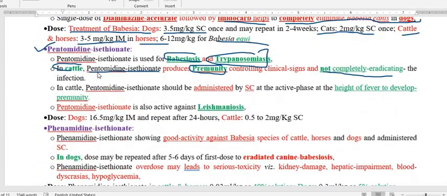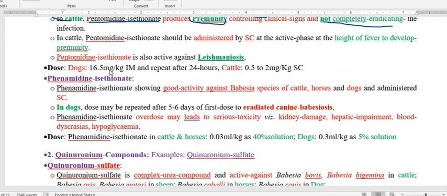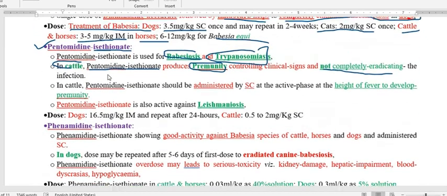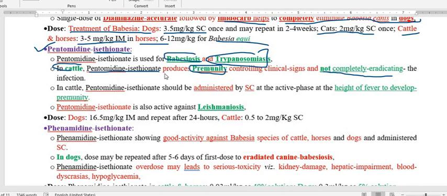And the other drug like pentamidine which produces pre-immunity is amicarbalide isethionate. This is the spelling of isethionate. We have to check this spelling. So, isethionate.